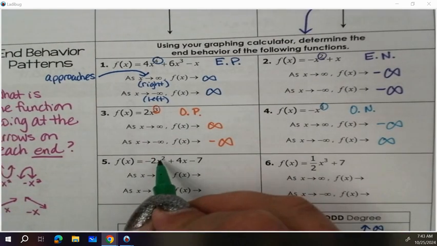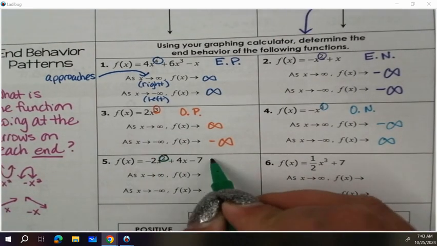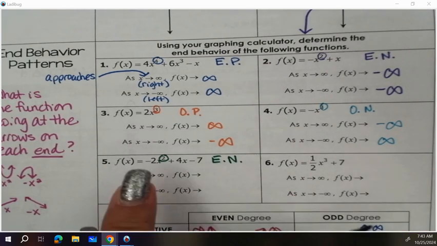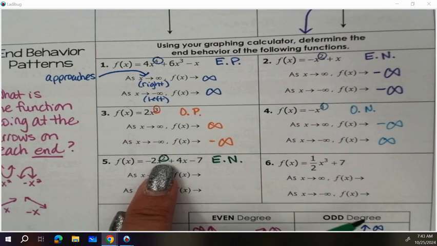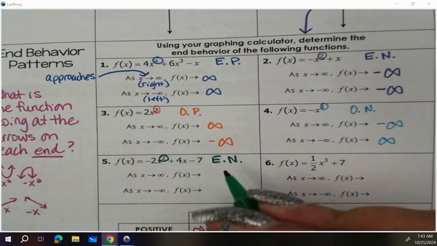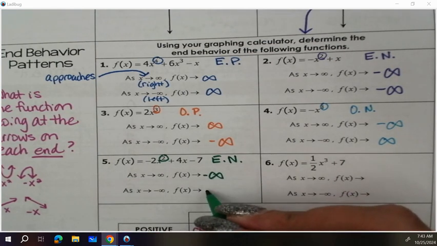This is just a quadratic. This is a parabola. We're even, but we're negative. I could have asked you this before I ever even started this. This is a parabola, and which way does it face? Down, because of the negative 2. Even and negative. They both face to negative infinity.